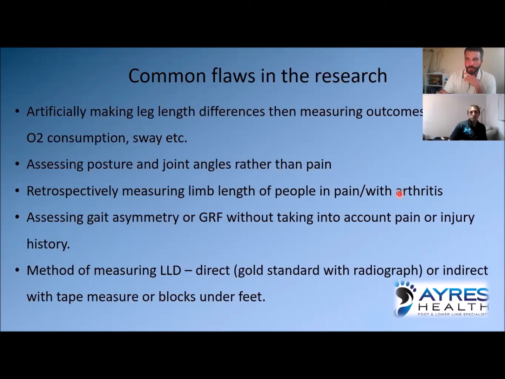And other studies that have been done looking at older people show that arthritis correlates well with age. So the older you are, the more chances you have of having arthritis, whether or not you have a limb length difference. Yeah, and as we've already said, assessing gait asymmetry or ground reaction forces. A lot of the gait asymmetry studies on runners are done by measuring ground reaction forces rather than the kinematics, without taking into account any pain or injury history.